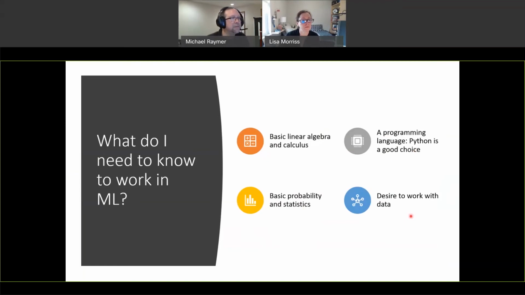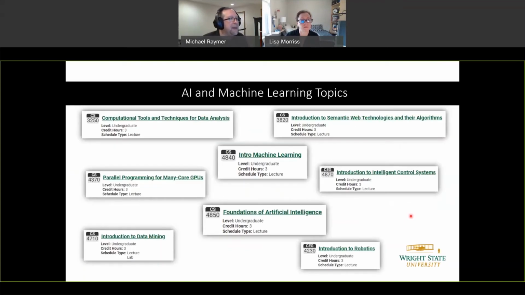Just a smattering of a couple of the kinds of classes that we offer here at Wright State. Intro to machine learning, that's where you really want to start. If you want to go in the other direction, though, and look at some of those algorithms where you're encoding information in a way that a computer can operate on, they can do a lot of things that neural networks and machine learning algorithms can't. And if we had another 30 minutes, we'd talk about those, but we've got a Foundations of Artificial Intelligence class.